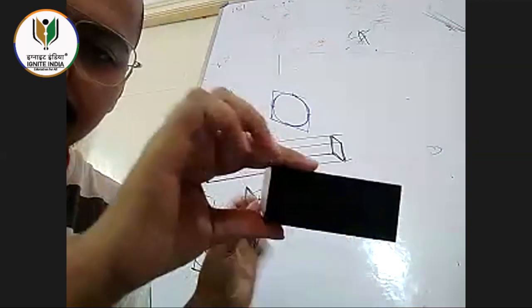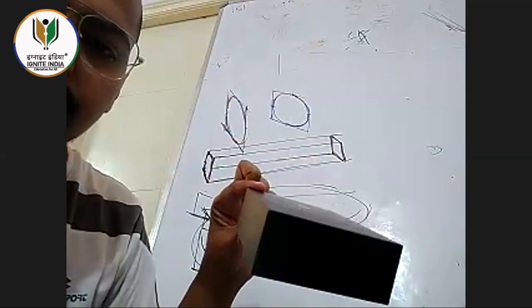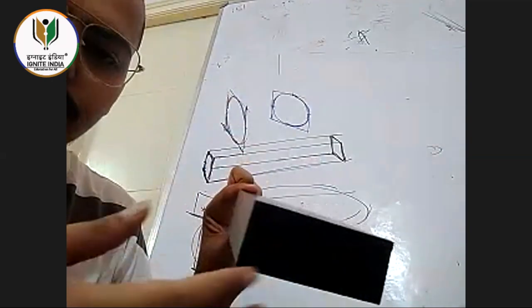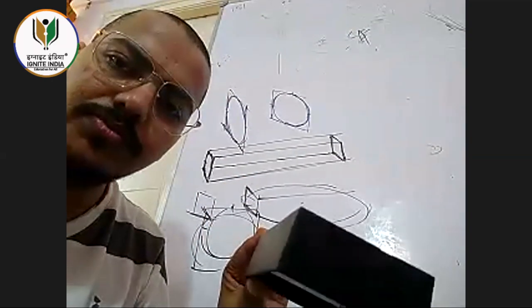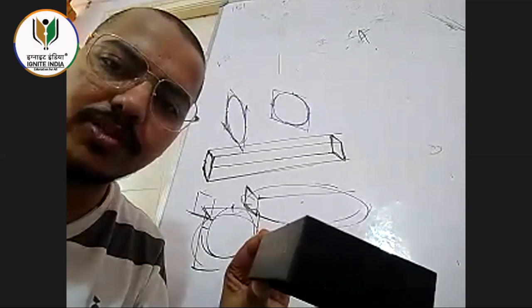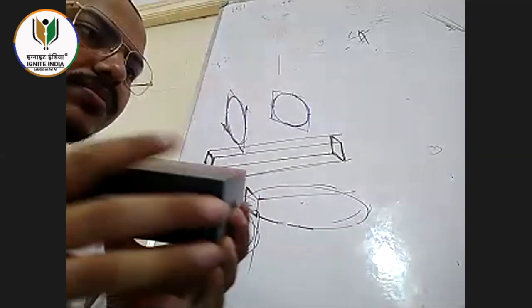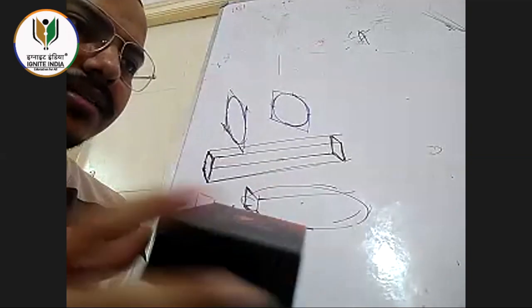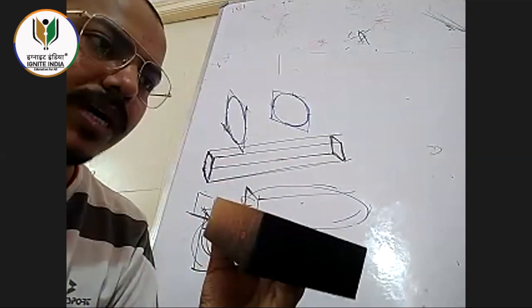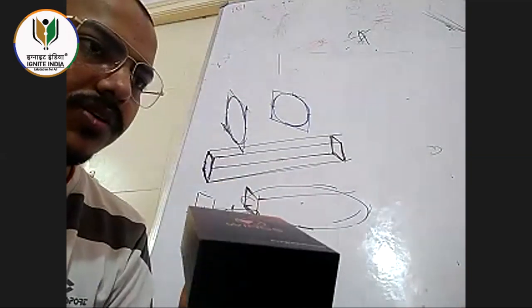Let's see that. Okay, I think I should use this black one, is it visible properly? All of you, please increase the brightness of your phone so that you can see things in a better way. Increase the brightness, set it to full, fully full. You'll see there will be a big difference.